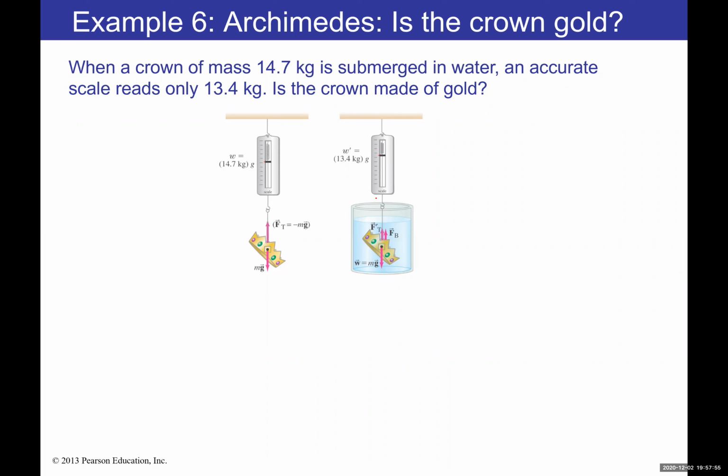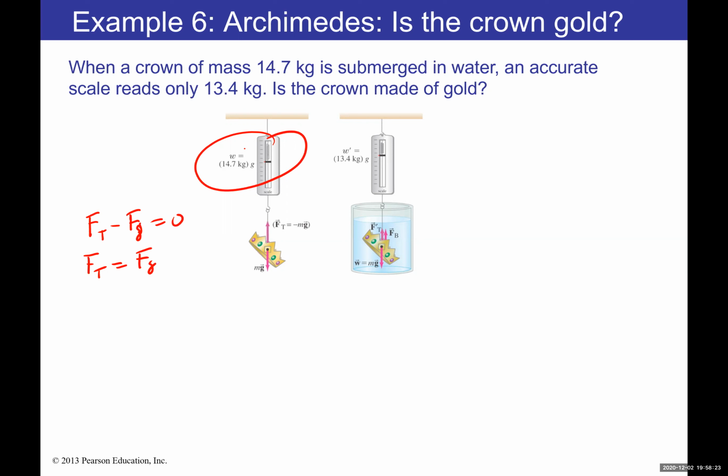Because when you're measuring in air, this reading is actually the reading of the tension force. If you have just the crown in air, the forces acting on the crown are the gravitational force downward and the tension force upward. So F_t minus F_g equals zero because it's just hanging. That means F_t equals F_g, so the tension force is basically equal to the weight.